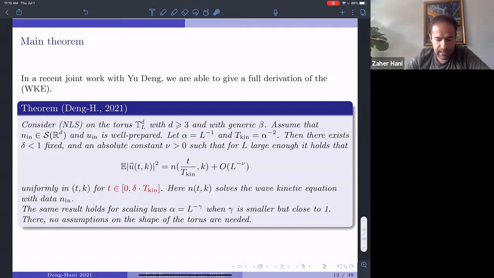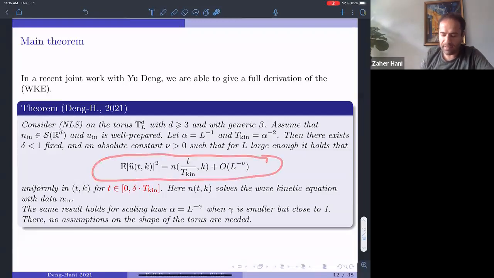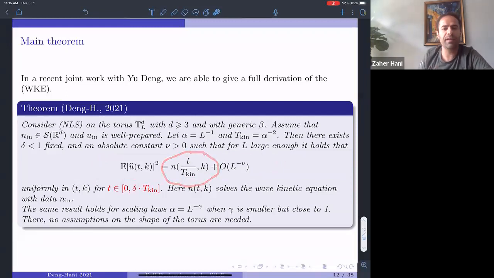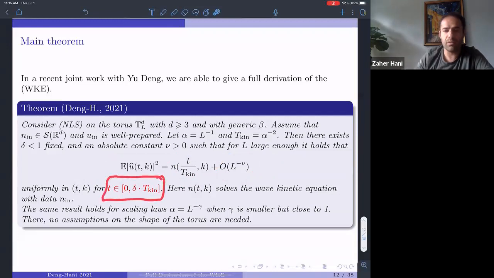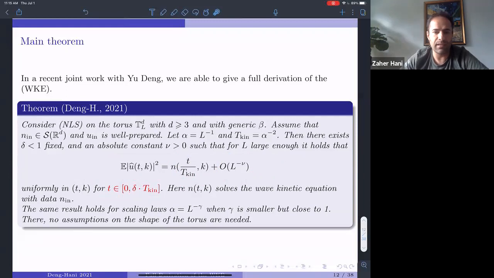Okay. Then what the theorem says is that there exists a delta, which is a fixed parameter independent of L and alpha, and an absolute constant nu, such that if L is large enough, we have the approximation that we want. The expected value of the modulus squared of the Fourier modes is approximated by the solution of the wave kinetic equation, appropriately rescaled, plus an error that goes to 0 as L goes to infinity. And the key point is that this is true for all times between 0 and delta times the kinetic time scale. So you get to a constant multiple of the kinetic time scale.